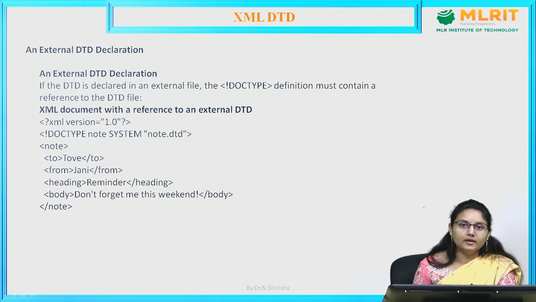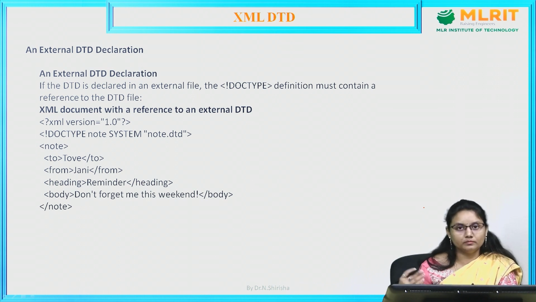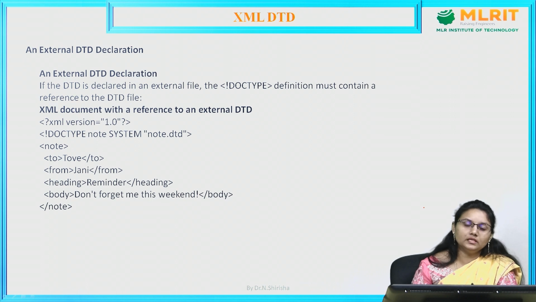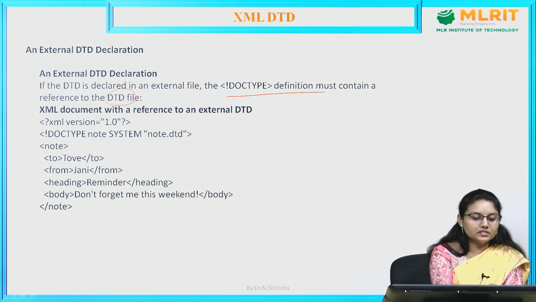External DTD. DTD has two types: internal DTD and external DTD. Internal DTD means your DTD part is also written in the actual XML program. External DTD means the DTD part is written externally, that means in a separate file. Then that file is given as a path or link to your XML program. External DTD doc type definition must contain a reference to the DTD file.